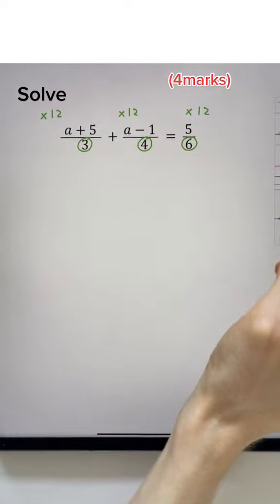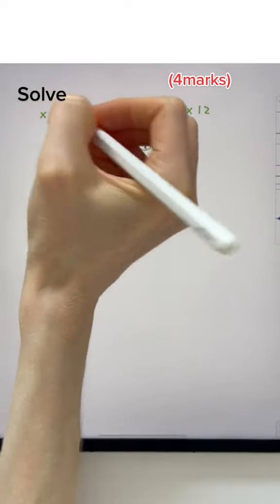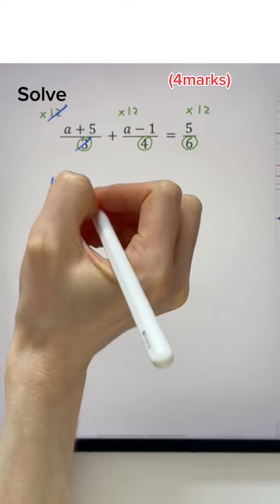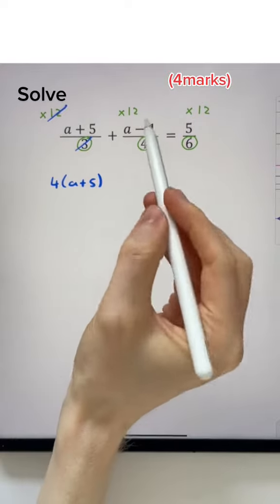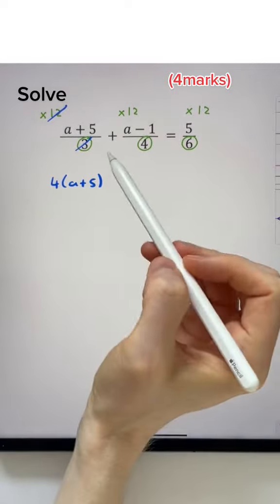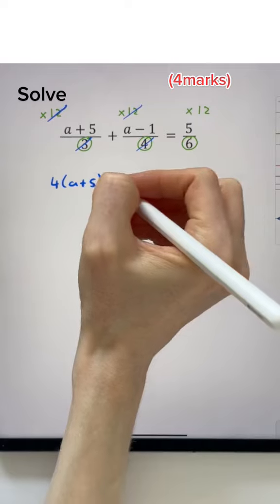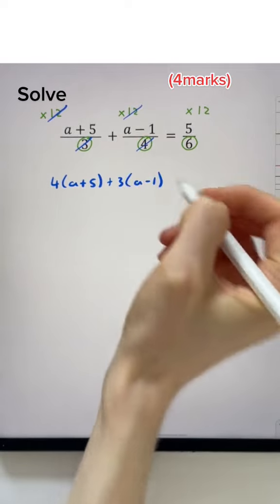On the left hand side, my first fraction, 12 divided by 3, will give us 4. So therefore I'm left with 4 lots of whatever's on the top, which in this case is a plus 5. As I have two terms, I place it inside single brackets. For my second fraction, again times by 12, well I know that 12 divided by 4 is 3, and the sign outside is plus, so I'm going to have plus 3 lots. Again, I've got two terms, single brackets of a minus 1.